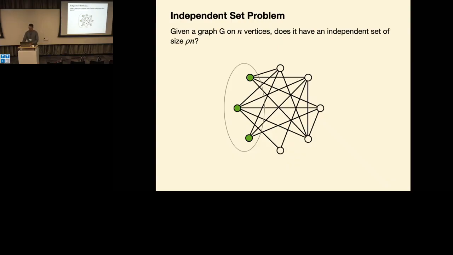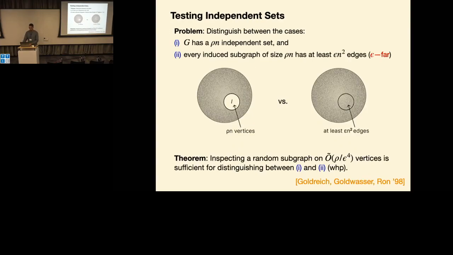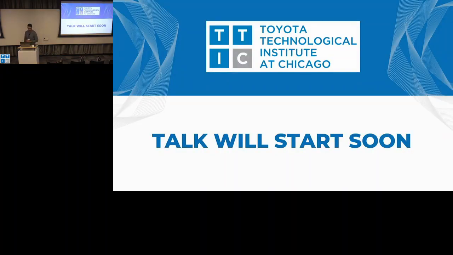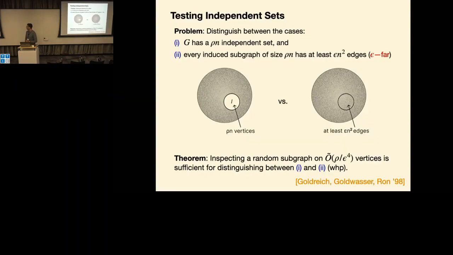But it turns out there's a testing version of this problem that's actually quite easy. So what is this testing version? Now we want to distinguish between the case that our graph has this independent set of size rho n and the epsilon-far case. In other words, every induced subgraph of size rho n has at least epsilon n squared edges. So you'd have to remove at least epsilon n squared edges to make the graph satisfy that property.